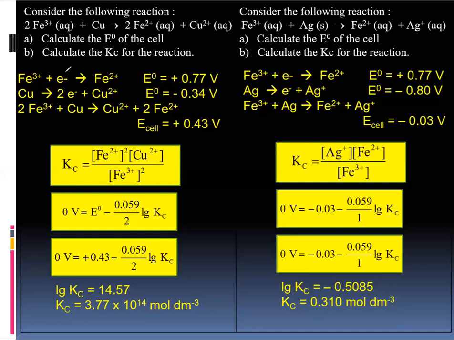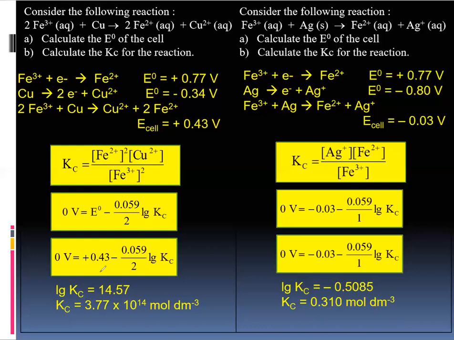Now, bringing this on to our next equation. Don't forget our E cell is going to be 0 volts. We've already established that the value will be 0 volts at equilibrium. So 0 volts is equal to E naught minus 0.059 all over n. Our n in this case is the number of electrons exchanged. Don't forget we multiplied by 2, so this one too will be 2. So the number of electrons exchanged is 2, and this will be 2 times log of Kc.